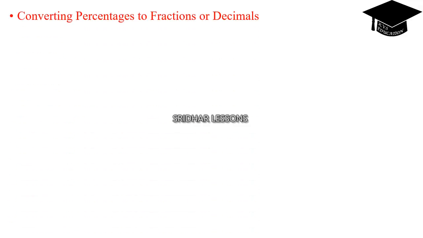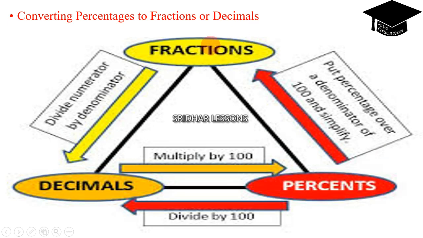Next, converting percentages to fractions or decimals. Converting the percentages to either fraction or decimal. So decimals can be converted into fractions, or fractions can be converted into decimals as well as percentage. For these fractions, we can divide the numerator by the denominator. So automatically it will come as a decimal. We know this decimal can be converted into percent when you multiply by 100, and the percent will become a decimal if you divide by 100. See this picture carefully.